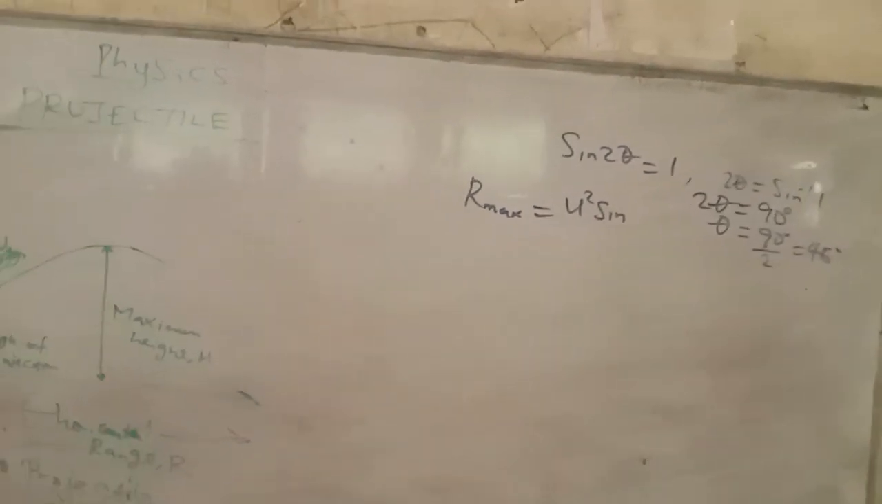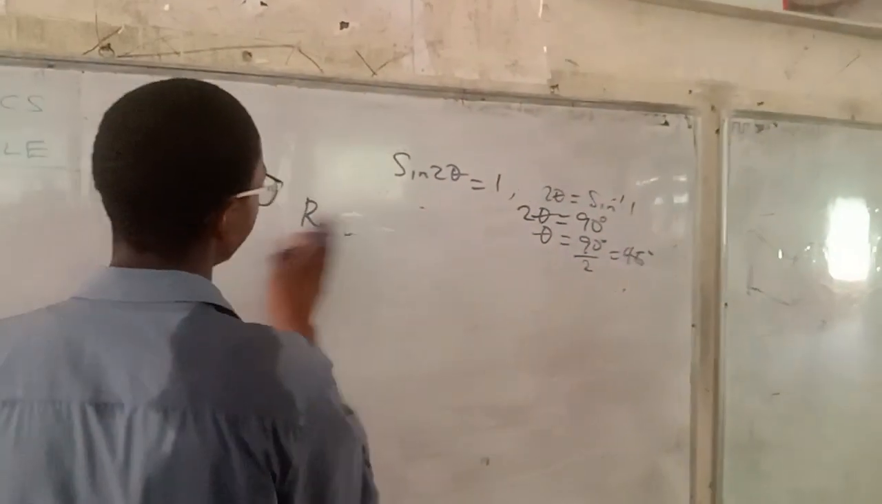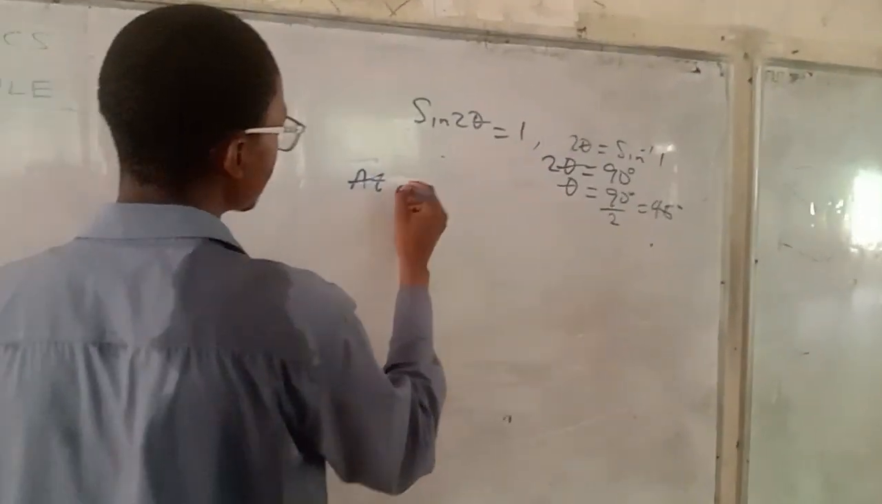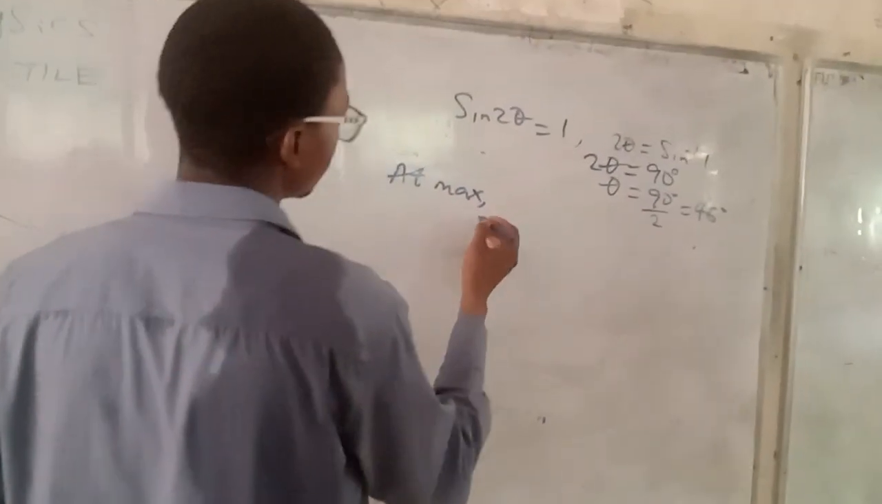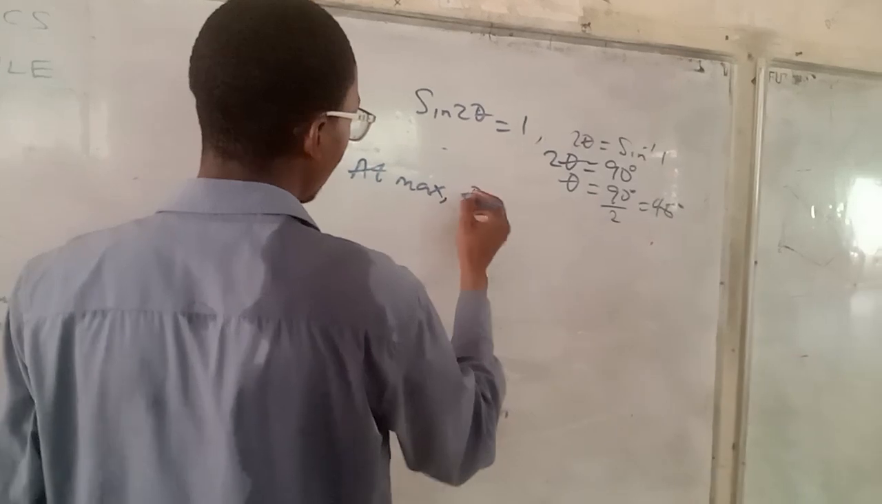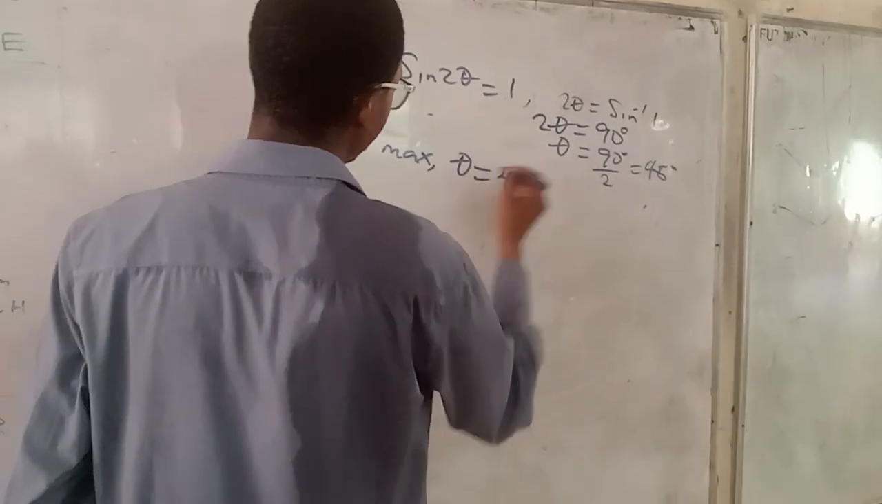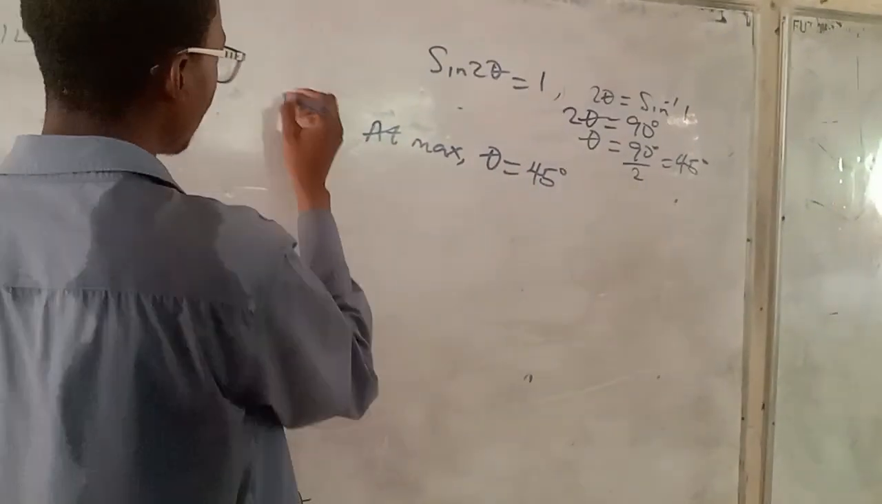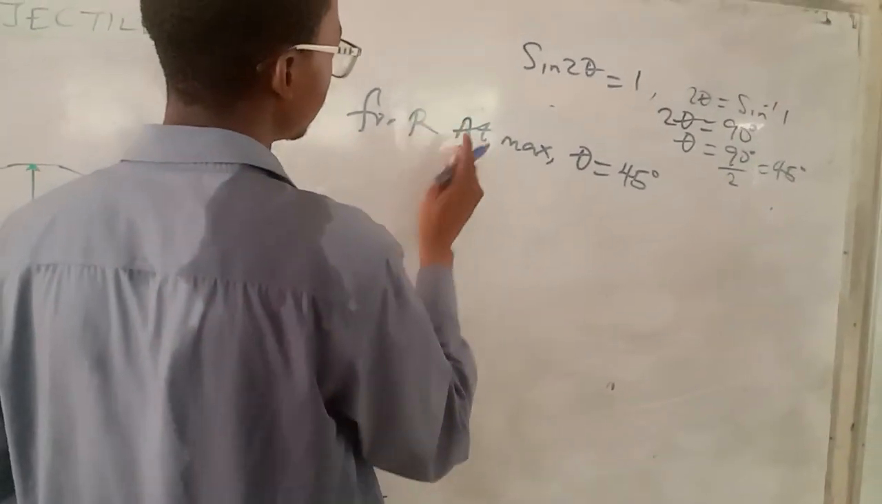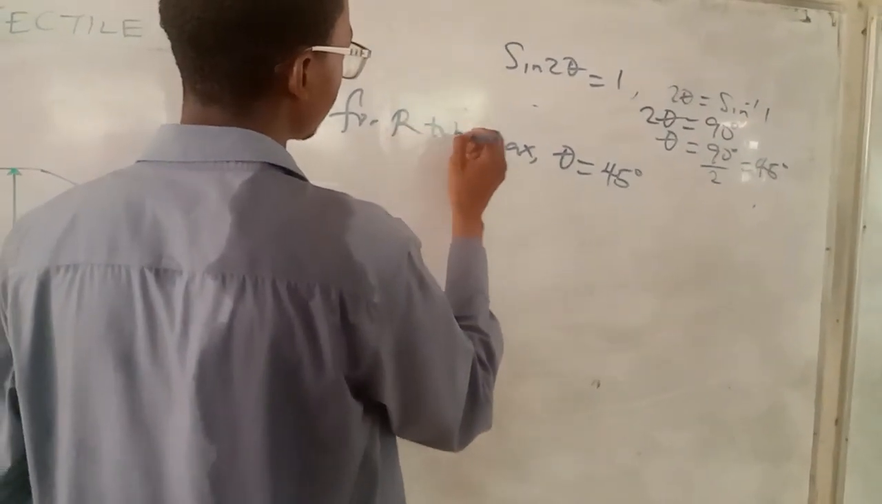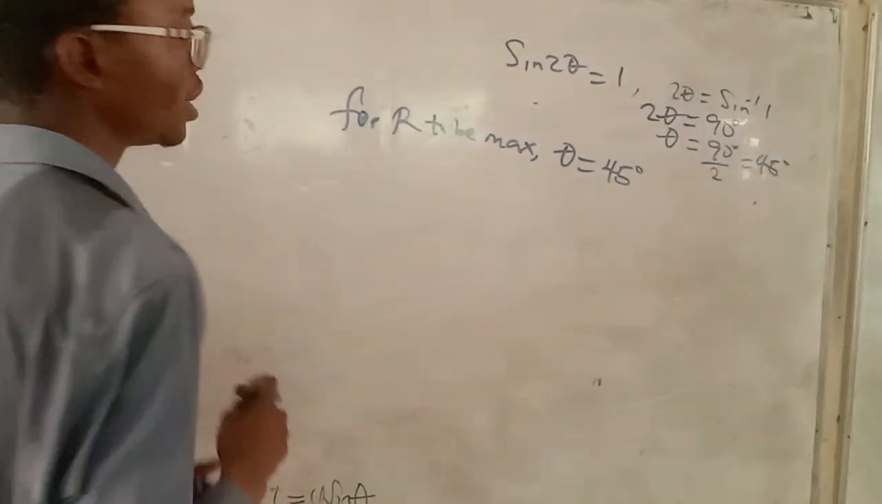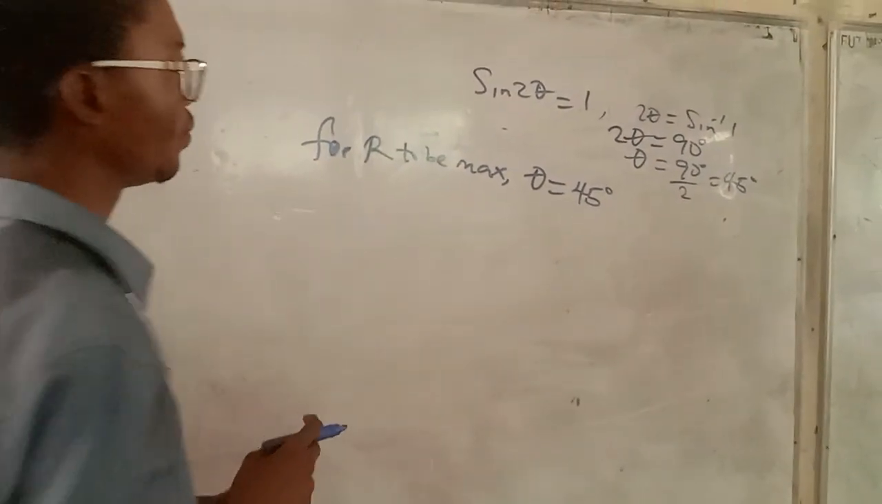Do you get me? So at maximum, then you write, coming at maximum, your theta must be equal to what? 45 degrees. That is for R to be maximum. For R to be maximum, your theta must be 45 degrees. Now let's check.